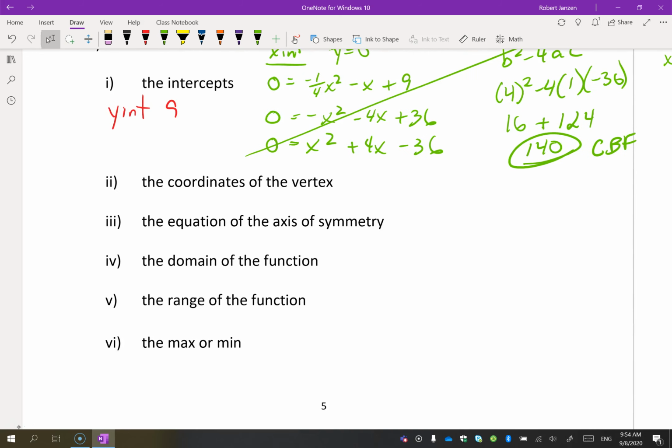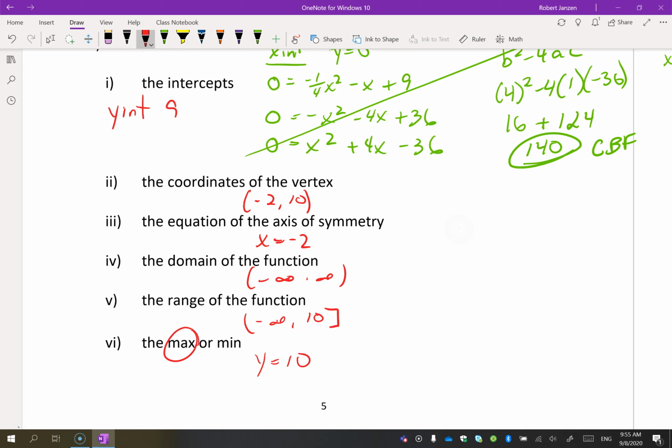Okay, coordinates of the vertex, figured that out. That was negative 2, 10. Equation of the axis of symmetry, x is negative 2. The domain, negative infinity to infinity. The range, negative infinity to 10. And this one has a maximum.